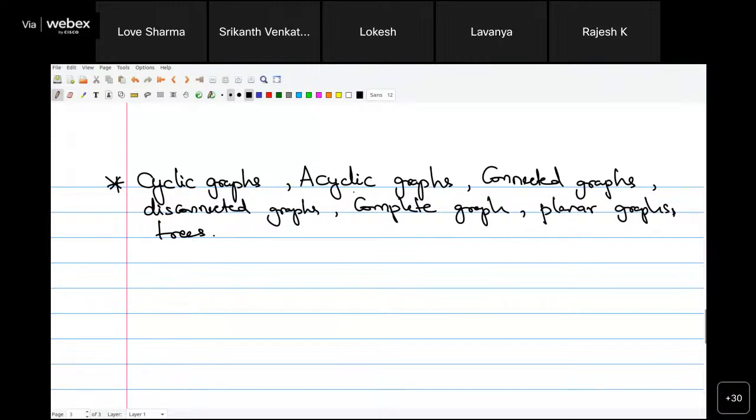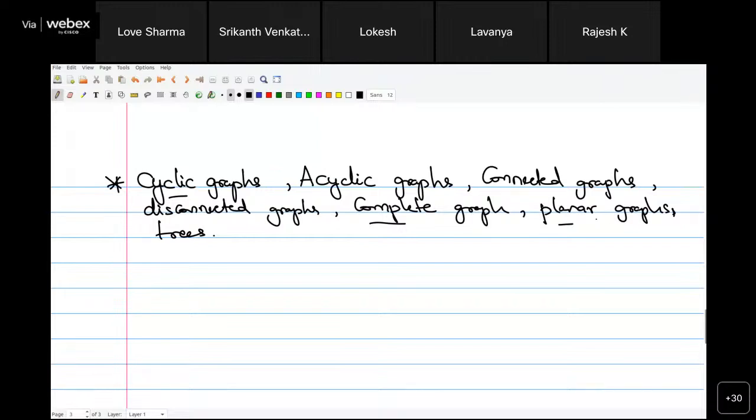Acyclic also, when we deal with directed acyclic graphs, there I will say what cyclic and acyclic are. And connected, disconnected, if you are interested, you just go and watch the lectures. And complete graph also I will cover. Planar also the same thing. In the lectures it is given. So if I start explaining these things, I may not cover all the topics. So that is why I am skipping a few. So let us see a few things.